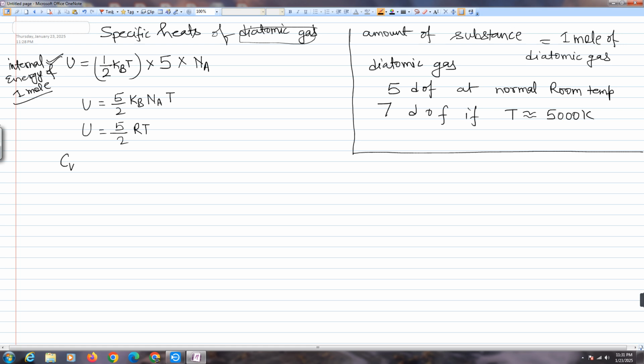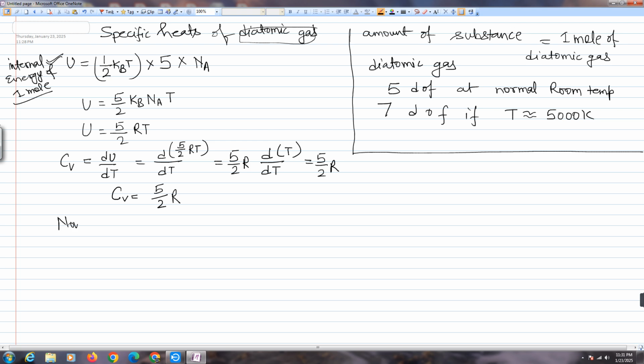Now the next thing is Cv. Cv is what? Specific heat at constant volume. It can be written as dU upon dT, the first order derivative of internal energy with respect to temperature. So d by dT of U is how much? 5 by 2 RT, and I can write it like this: 5 by 2 R is constant, so it can be taken outside the differentiation. The remaining part can be written as d by dT of T, and the final answer comes out 5 by 2 R. So this is the value of Cv. Cv is 5 by 2 R.